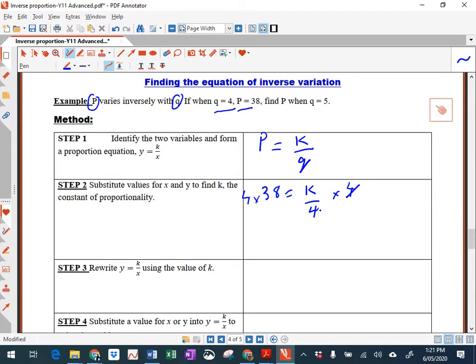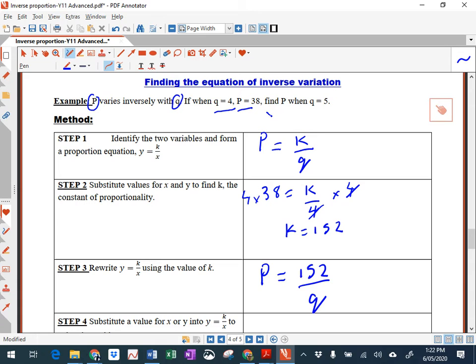That cancels, and you're left with 4 times 38, which is equal to 152. So K equals 152. So we found the constant of variation. Now we're going to rewrite our equation for step 3 with the value for K. There's our equation.